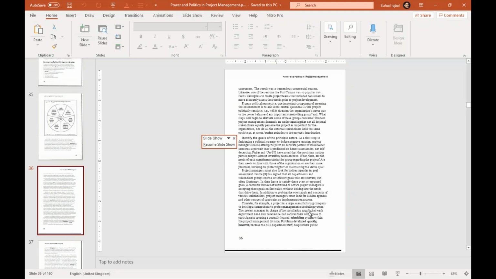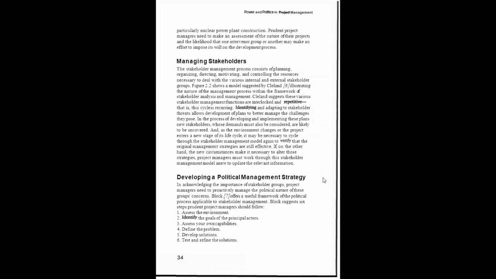Okay, this is the page where we were, and let me project it to the, yeah. Okay, here we are.